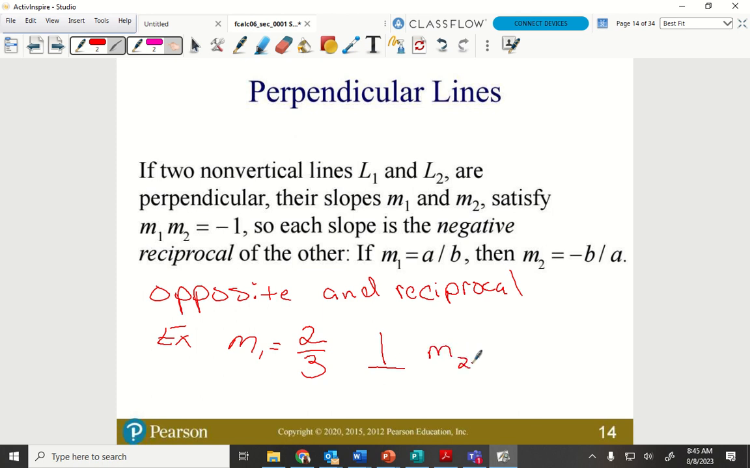a line perpendicular would be what? 3 over 2, close. There's an and right there. Is 2 over 3 positive? Yes. If 2 over 3 is positive, the opposite of a positive is a negative. Very good. So it's opposite and reciprocal. That means this one would have to be negative 3 over 2. Does that make more sense now? I'm hoping. I'm throwing a whole bunch of words out there.